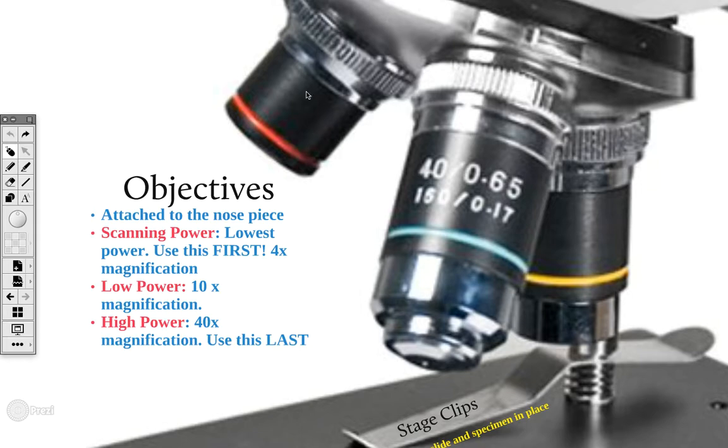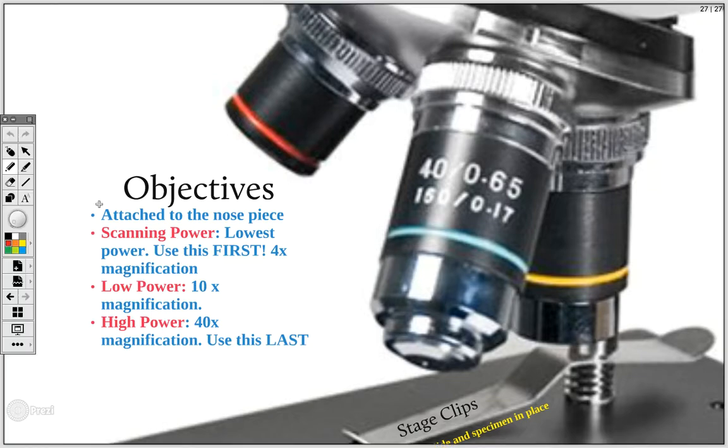Here are these objectives. We've got 3 of them. So they're attached to that nose piece, which is right up here at the top. And on that nose piece, the smallest one right here is actually called the scanning power objective. This is the lowest power that you could use. We always use this one first. Whenever you begin using that microscope, you're going to use that small one first. So you always flip over to it. It is our smallest magnification of only 4 times.